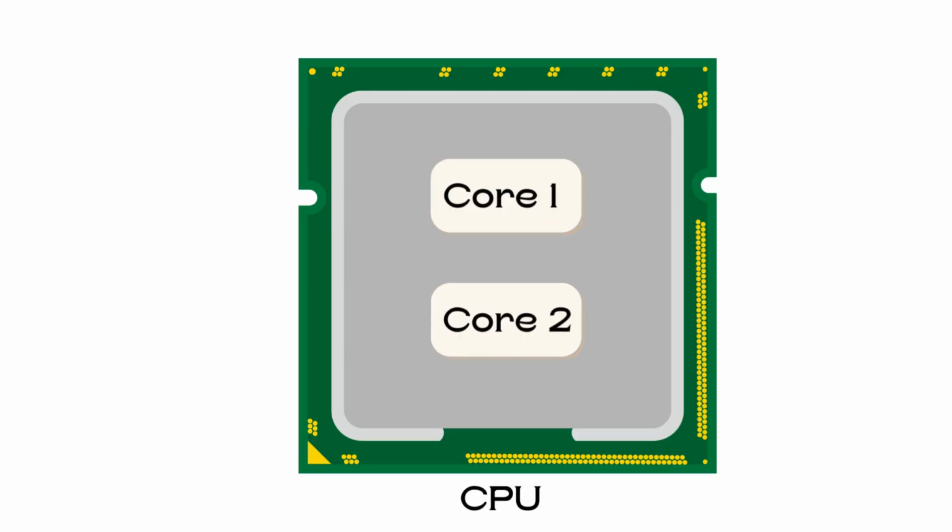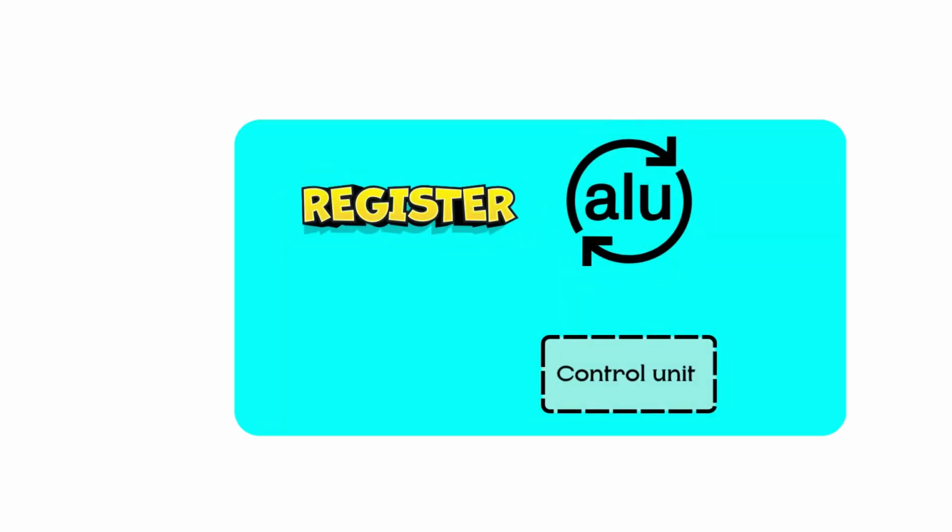The terms core and CPU are related, but refer to different concepts in computer architecture. The CPU is the main processor chip in a computer. It is the component responsible for executing instructions and managing the computer's operations. A core is an individual processing unit within the CPU. A core typically consists of the ALU, registers, and control unit.